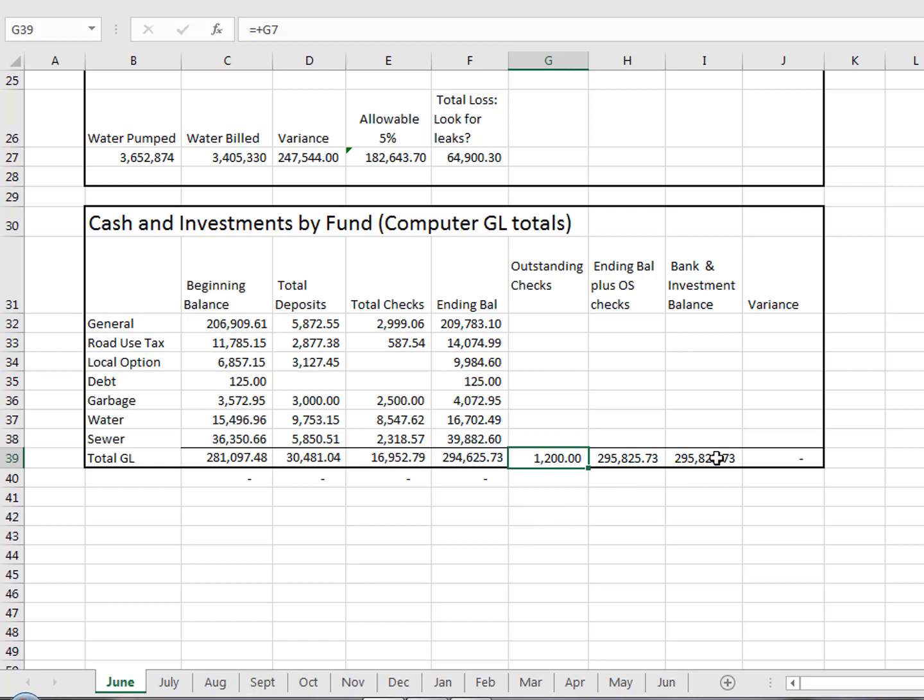In essence, we want to make sure that the computer and the general ledger ending balances do match the amount that's in the bank. It is critical that this be done, especially at the end of each month, so that at the end of the year, it's not going to be a lot of work for you. You've got it all taken care of throughout the year.